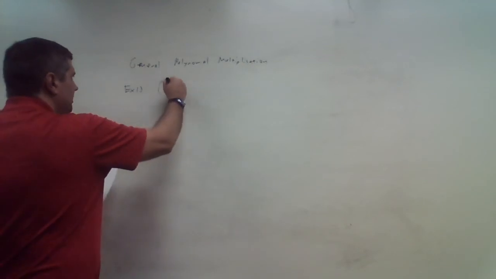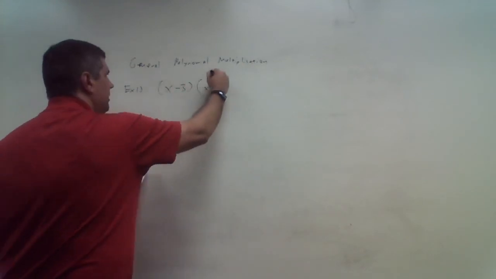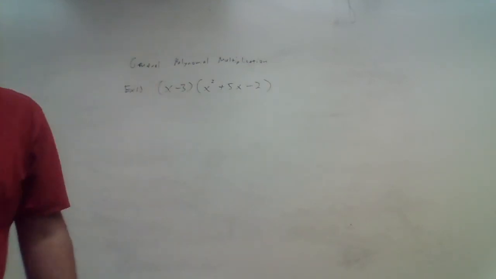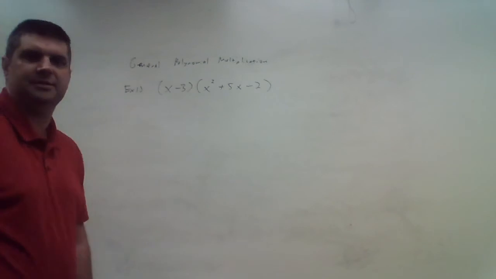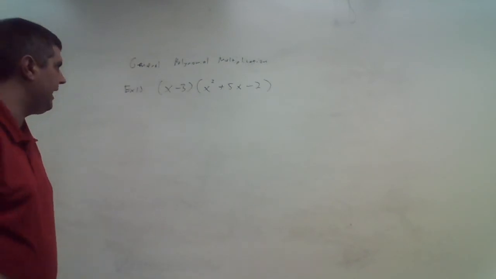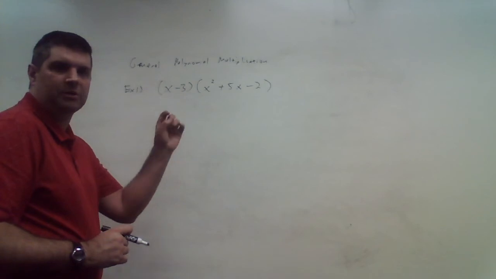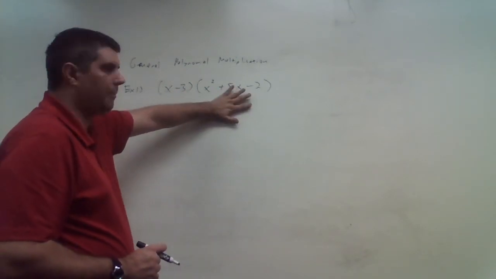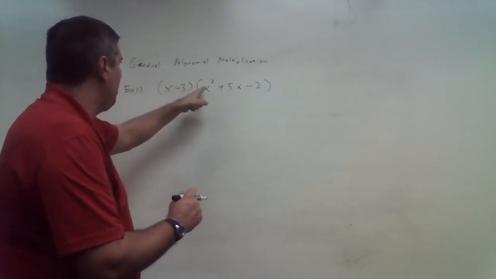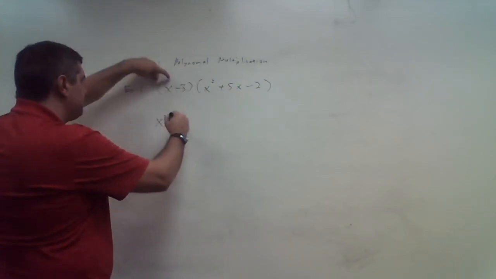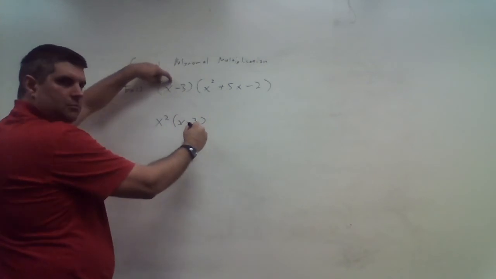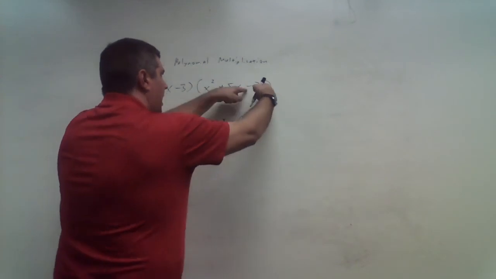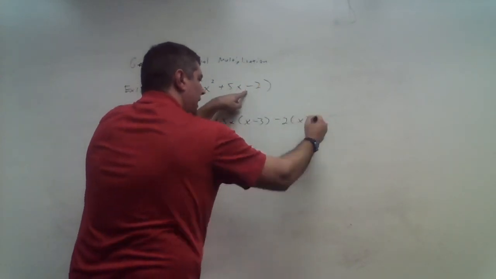We're going to do x minus 3 times x squared plus 5x minus 2. So the method I follow personally is, and there are other ways to do this, but the way I personally do it is I take the short polynomial times each term of the long. So this one has 2 terms, this one has 3 terms. This is the longer polynomial. So I will take each term times the binomial. And then 5x times the x minus 3. And then the minus 2 times the x minus 3.